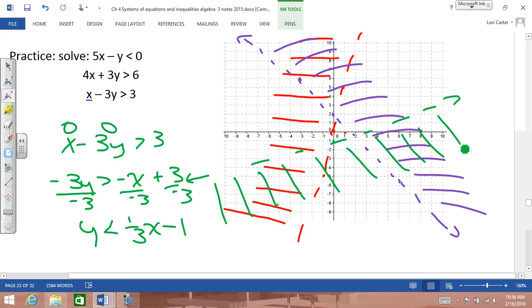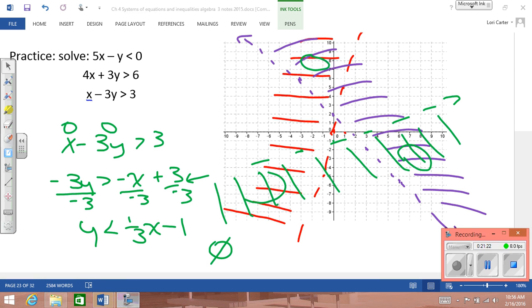So I have red and green here, purple and green here, and red and purple here. Where do I have all 3 colors? Nowhere. So I have no solution. No solution. You didn't get no solution? Oh my gosh. No solution. So you understand? Okay, everybody good? Any questions?